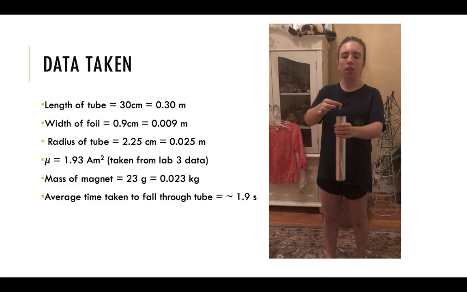So the data taken, the length of the tube I used was around 30 centimeters. The width of the foil on the tube was around 0.9 centimeters. The full radius of the tube was around 2.25 centimeters. The mu I used in this lab was 1.93. Mass of the magnet 23 grams, and the average time it took to fall was around 1.9 seconds. And here's my video.